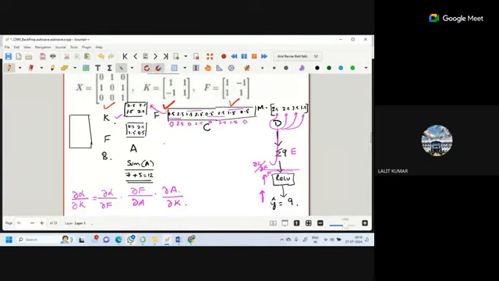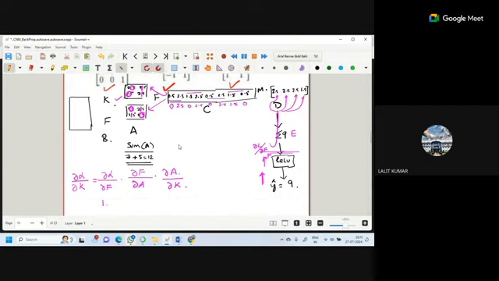Now further, when I take them to K and F, see which neurons are participating and which are not. This one is not participating, so it becomes 0. This one is participating, so it becomes 1. This one is not participating, 0. This one is participating, 1. Here, not participating, 0. Participating, 1. Participating, 1. Not participating, 0. So we have del L by del F as 1 into 1.